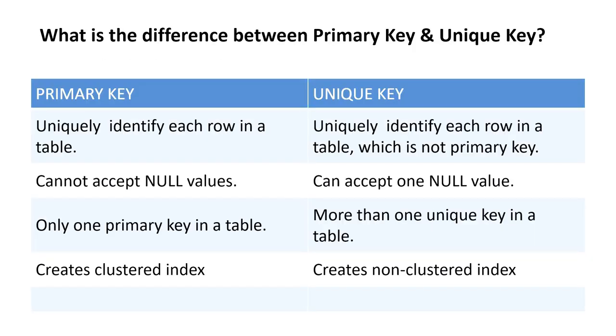What is the difference between primary key and unique key? Primary key uniquely identifies each row in a table. It cannot accept null values. Only one primary key is available in a table. Primary key creates a clustered index. Unique key uniquely identifies each row in a table which is not the primary key. It can accept one null value. We can add more than one unique key in a table. Unique key creates a non-clustered index.